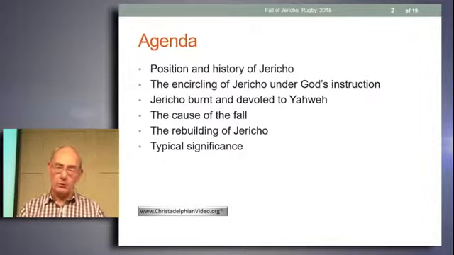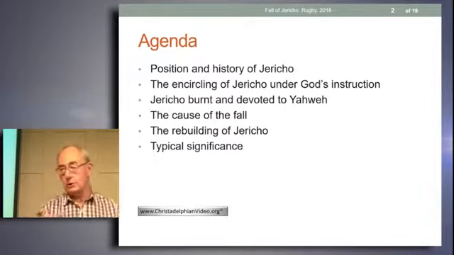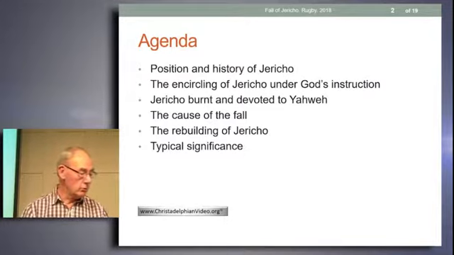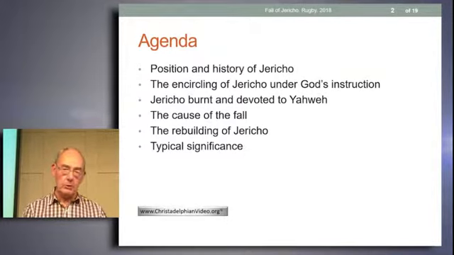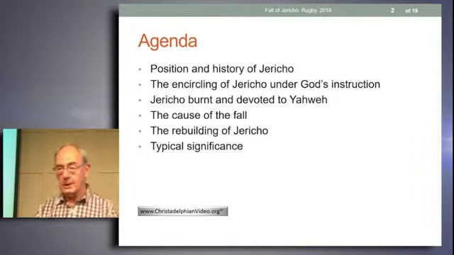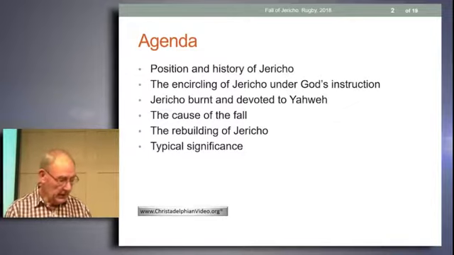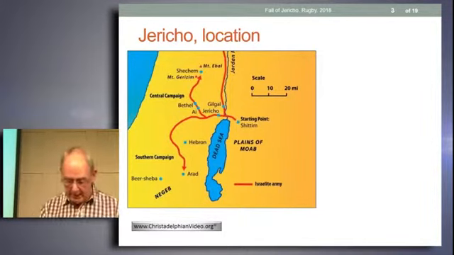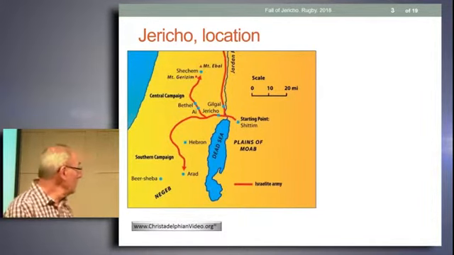Note how Jericho was devoted, the word cursed there in the AV is really devoted to Yahweh, to the Lord. And then we'll look at the cause of the fall and some issues about rebuilding Jericho, and then we'll look right at the end at the typical significance of the fall of Jericho. Okay, so first of all, location and the position of Jericho.